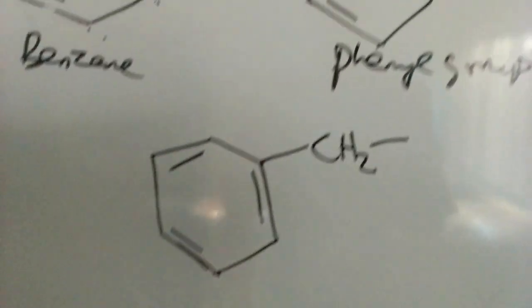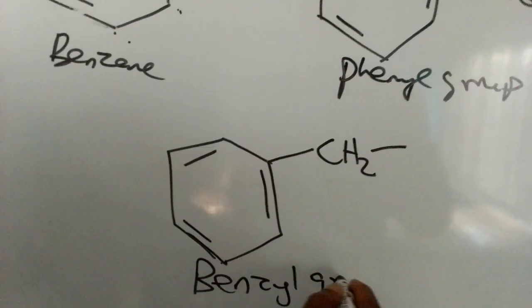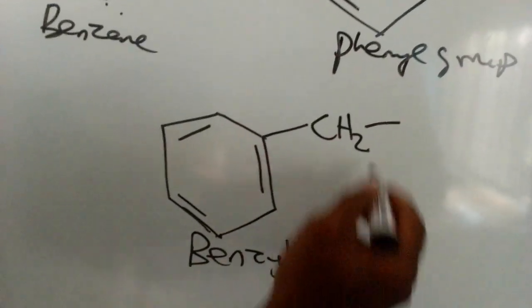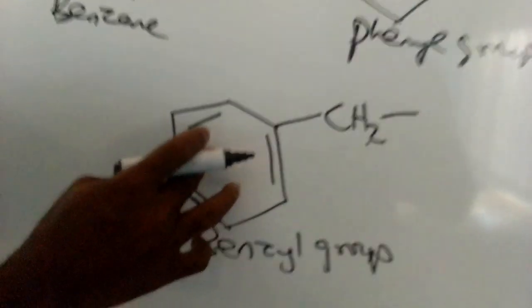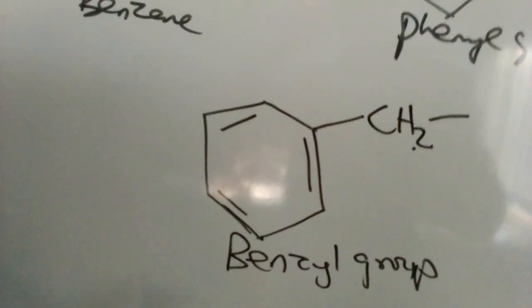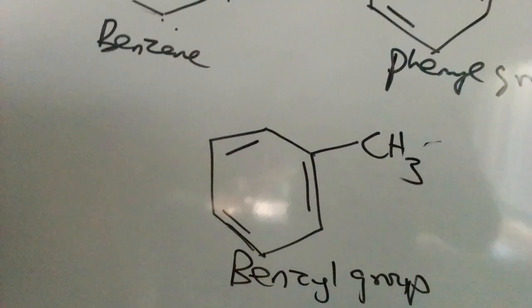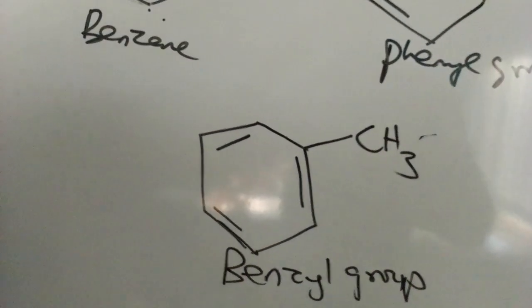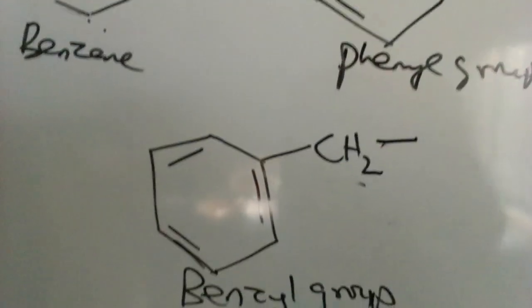This is called the benzyl group. Note the difference between phenyl and benzyl. The benzyl group is formed from a compound called toluene. When toluene loses one hydrogen, if you have CH3 here, this is methylbenzene or toluene. Taking away one hydrogen, this is called the benzyl group.